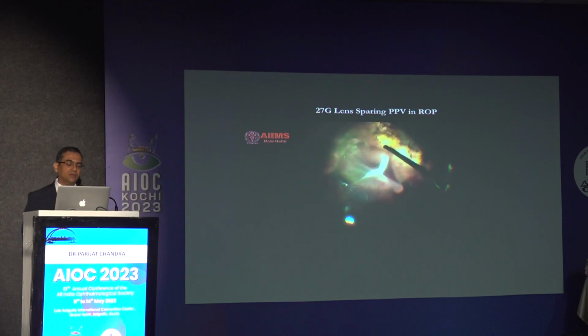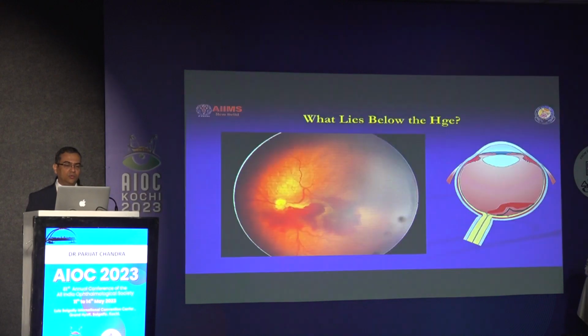The closure is also much better than other gauges, and you can just relieve this traction and this thing will go back. So what lies below the hemorrhage is very important. Sometimes you get hemorrhages coming at the posterior pole, so they should not be ignored because there could be an underlying retinal detachment beneath them. So if you don't deal with the hemorrhage early, you could end up with a very badly puckered retina in the end.